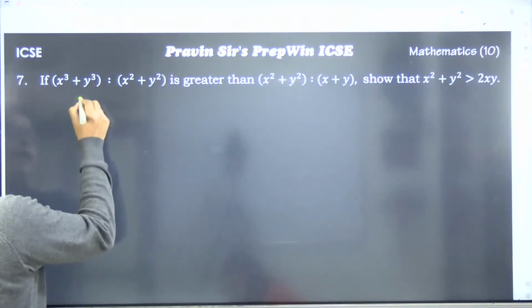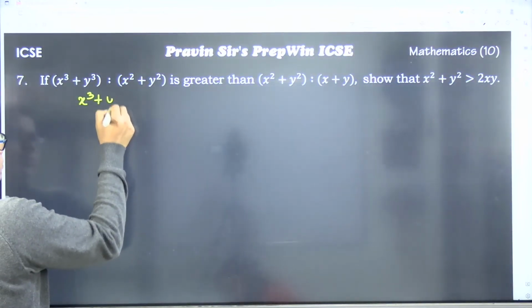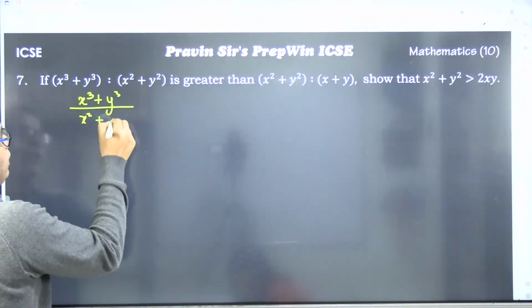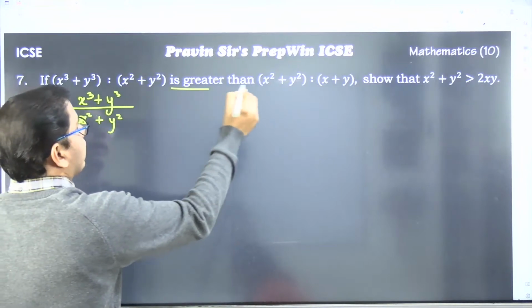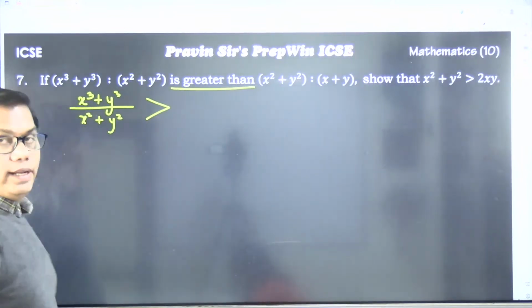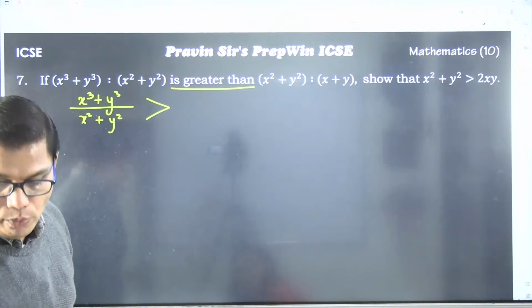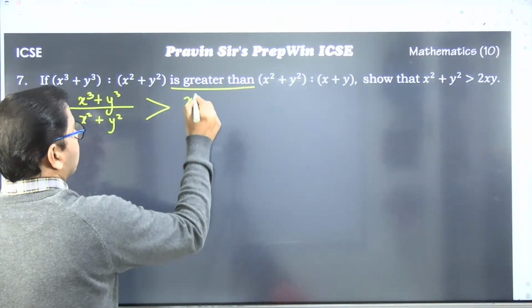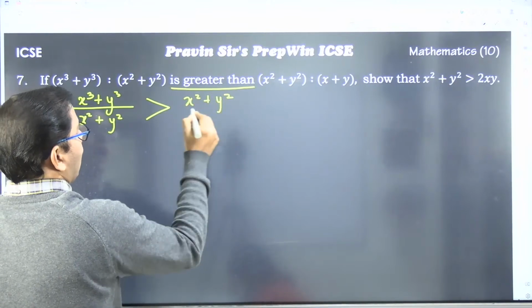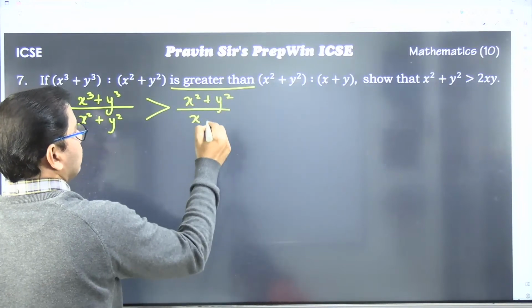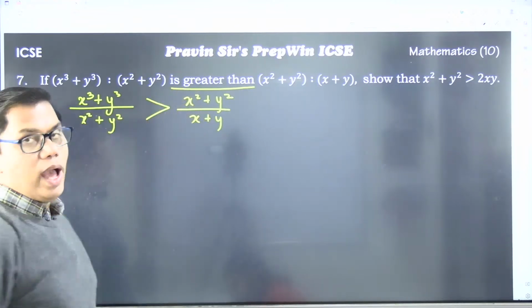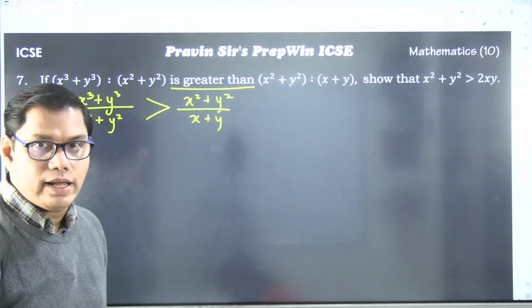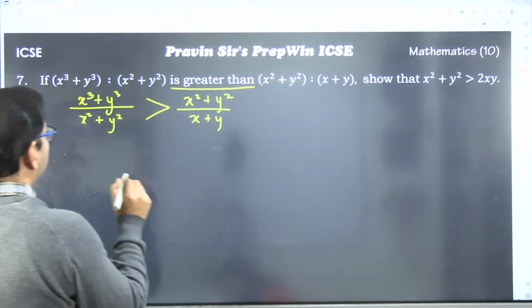Okay, I'll rewrite it. x cube plus y cube over 2 is greater than, mathematical sign of inequality, greater than what? x square plus y square upon x plus y. Correct? This is the inequality which is given, and you have to show x square plus y square is greater than 2xy. Looks difficult, let us check.